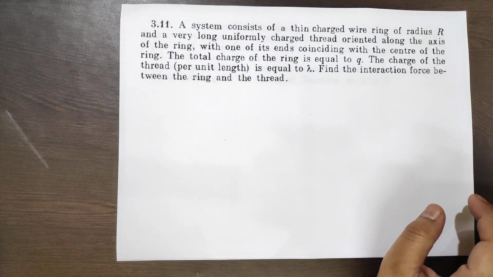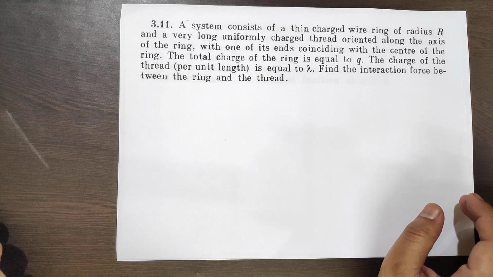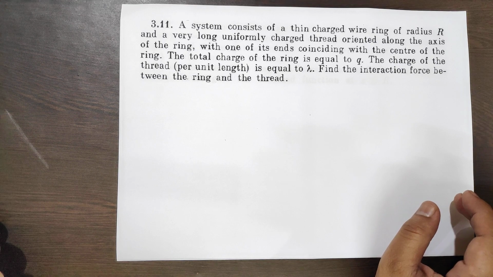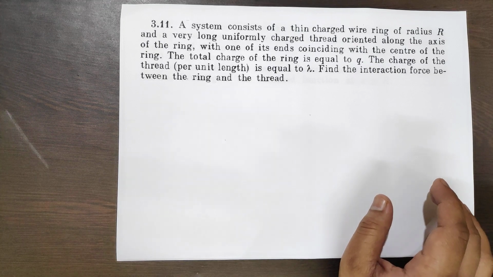Okay, let's look at this problem. A system consists of a thin charged wire ring of radius r and a very long uniformly charged thread oriented along the axis of the ring. The total charge of the ring is q, and the charge on the thread per unit length is lambda. Find the interaction force between the ring and the thread.